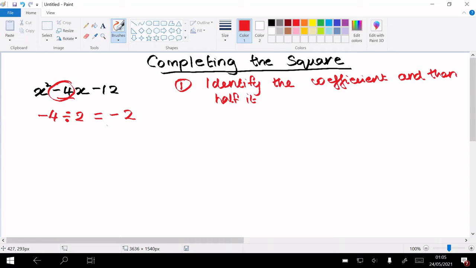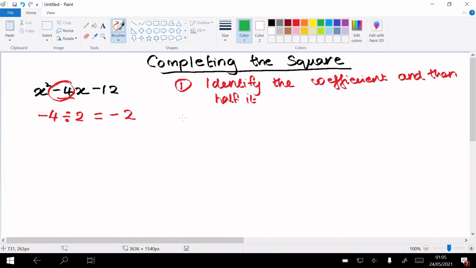Now this is very important. I'm using a negative example here purposefully. If the coefficient is a negative number, you have to take the sign as well. You can't just take the number 4 and ignore the minus. You have to take everything as a whole. Always include the sign. So that would be minus 4 divided by 2 is equal to minus 2.